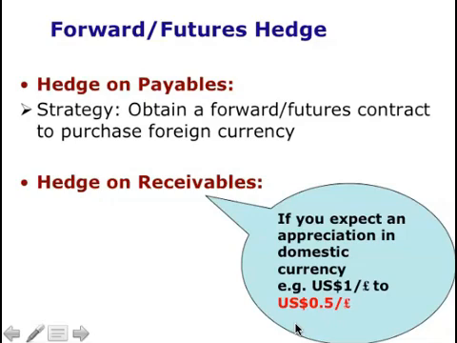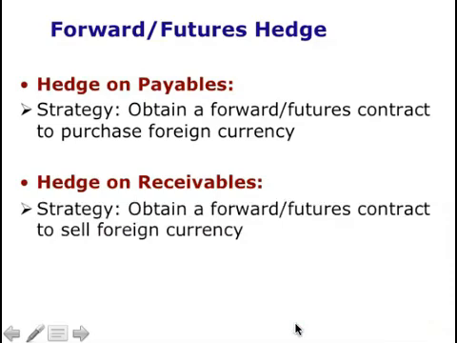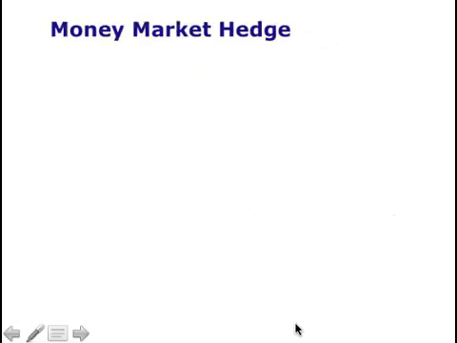Therefore, you must conduct hedging to minimize this kind of exposure. So what can you do? You should obtain a forward or futures contract to sell foreign currency. This is the right strategy that you should use in order to minimize the risk. So this is the case for forward and futures hedge. Besides using forward or futures contracts, you may also consider a money market hedge.